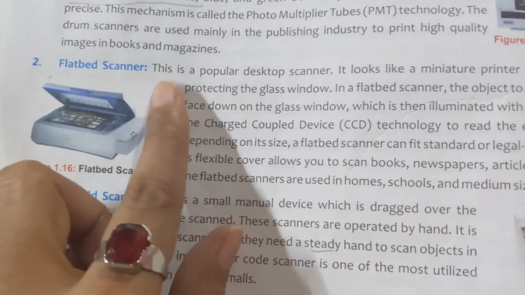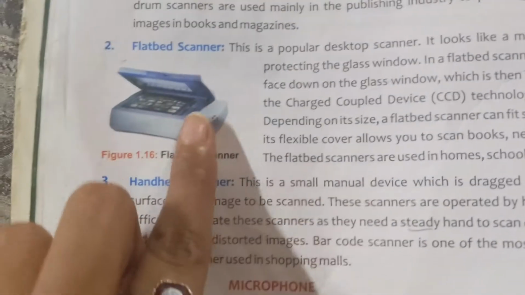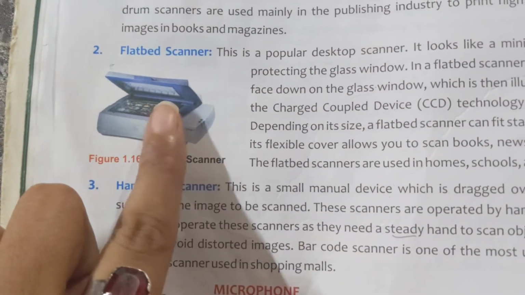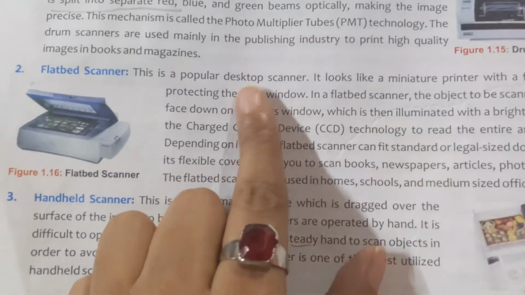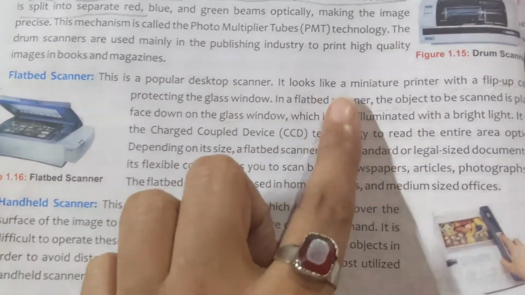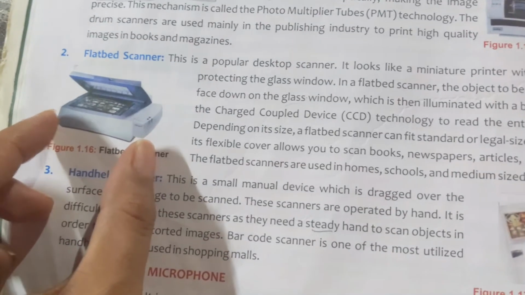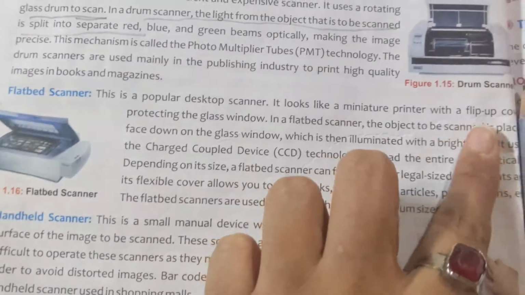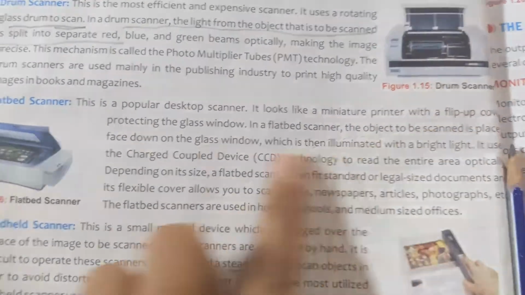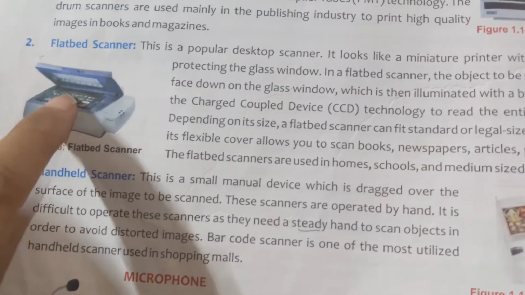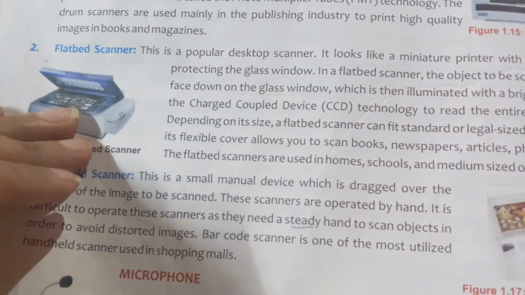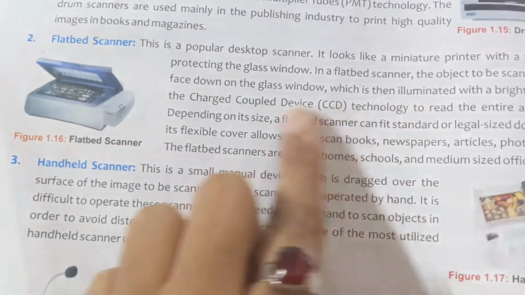So after that we have a flatbed scanner. This has a flat surface, so that is why it is called a flatbed scanner. It is one of the most popular desktop scanners. It looks like a miniature typewriter. What does it look like? It looks like a printer, a miniature printer with a flip-up cover projecting the glass window. In a flatbed scanner, the object to be scanned, whatever you want to scan, you place on top of it, and you just have to close the lid.